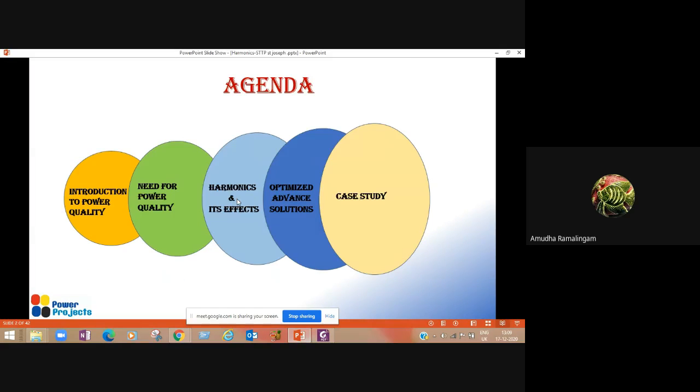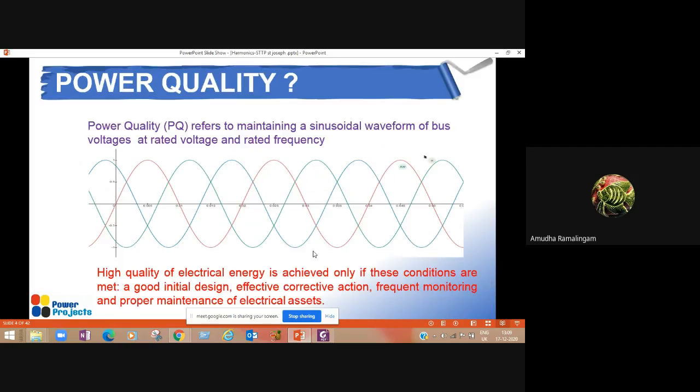The agenda of this session is: introduction to power quality, next the need for power quality, next what harmonics are and what their effects are, next optimized advanced solutions, and then a case study. Coming to the introduction of power quality: what is power quality? Power quality is nothing but maintaining a sinusoidal waveform of bus voltages at its rated voltage and rated frequency.